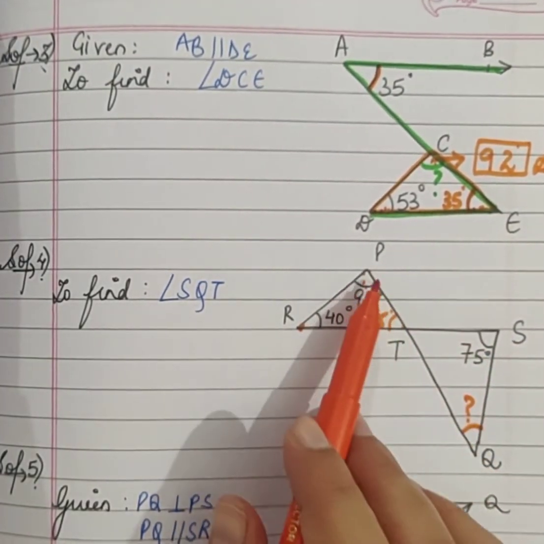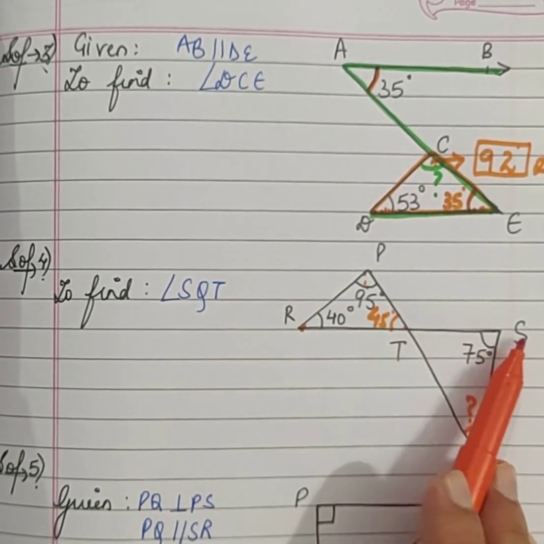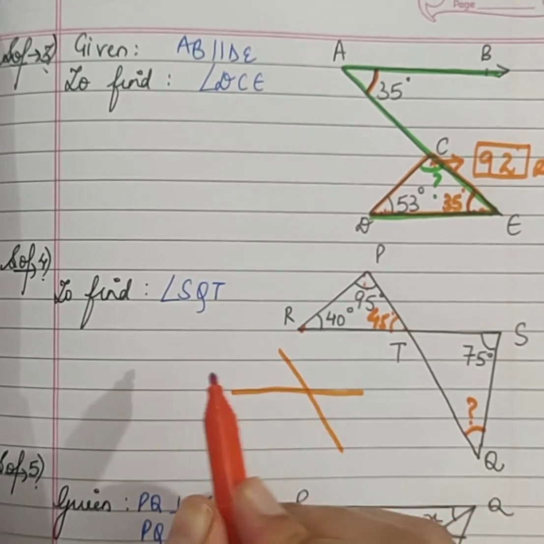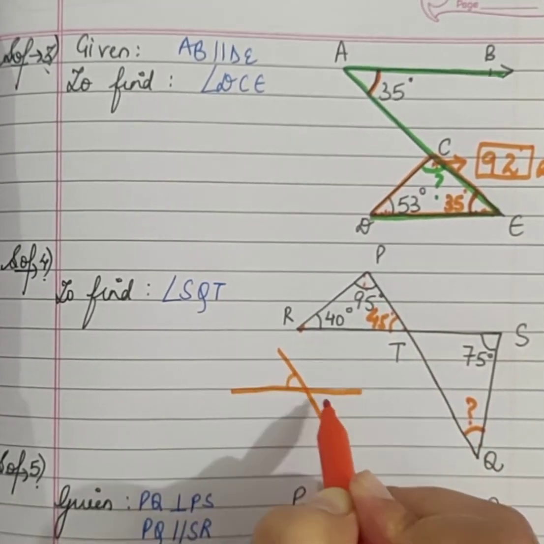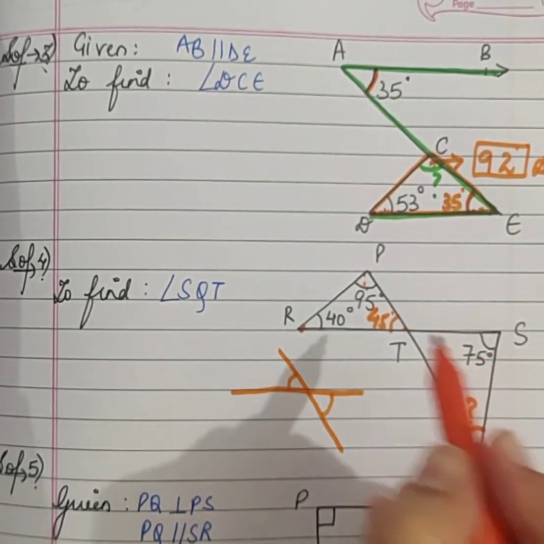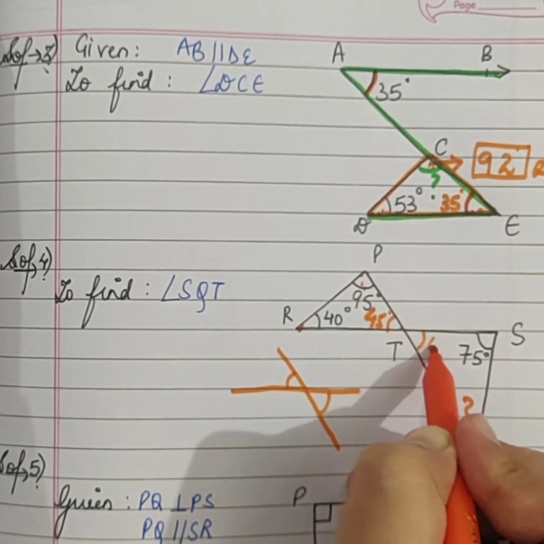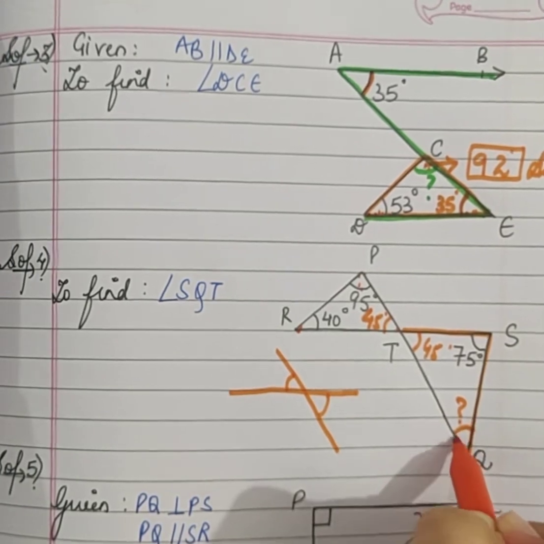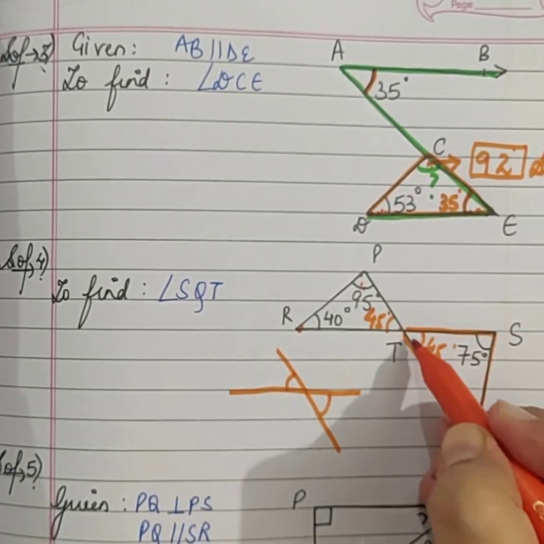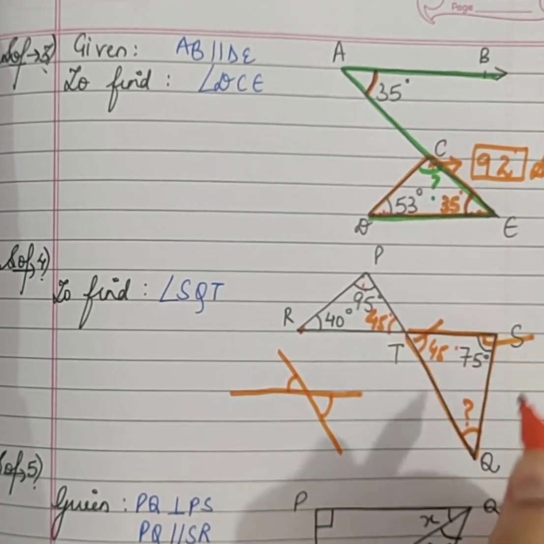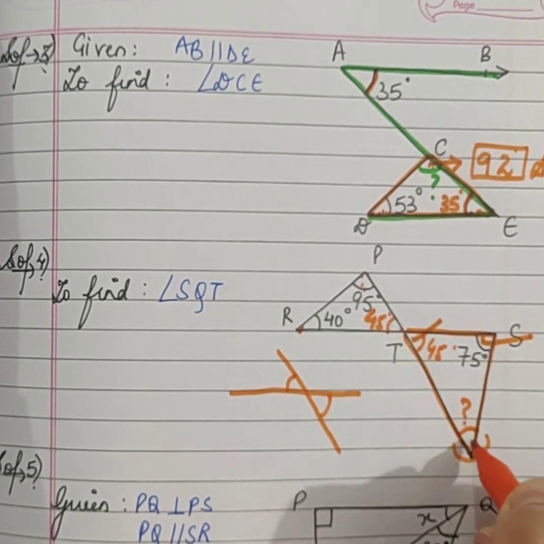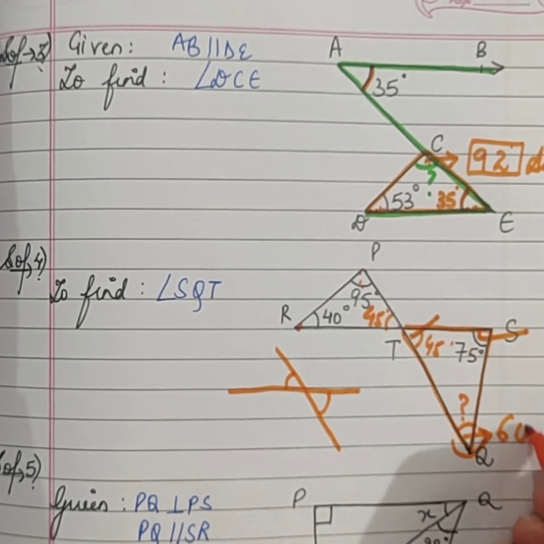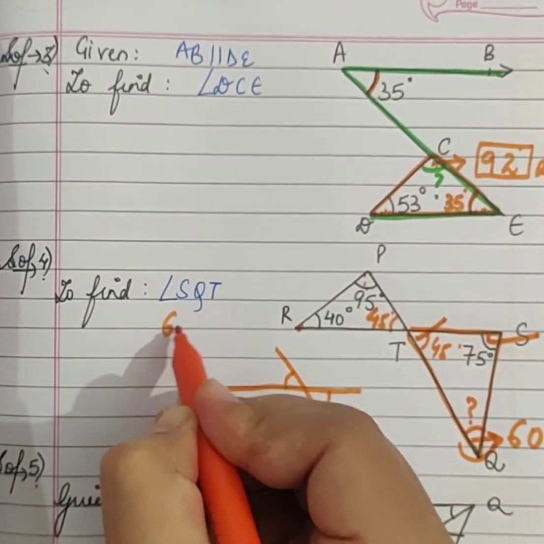Now see, PQ and RS are two intersecting lines. This is PQ, this is RS. These are two intersecting lines. So definitely vertically opposite angles would be equal. If this is 45, this would also be 45 degrees. Now consider this triangle. In this triangle, this is 45, this is 75 degrees. So using angle sum property, I can find this angle Q and it will turn out to be 60 degrees. This is the answer.